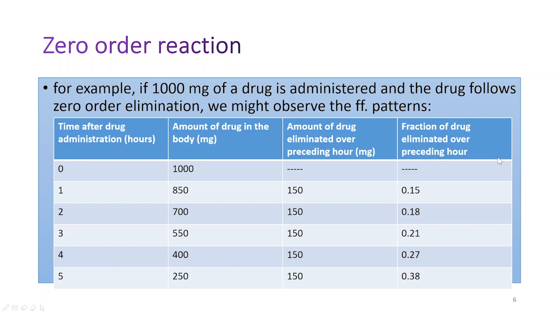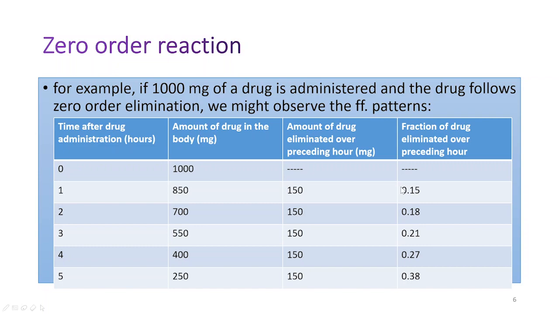So at 0 hour, you give your patient 1,000 milligram of the drug. So nothing yet is eliminated. After 1 hour, there is only 850 that is left of the 1,000. So when we deduct 850 from 1,000, there is 150 milligram that was eliminated. And this 150 milligram represents 15% or 0.15 of the 1,000.